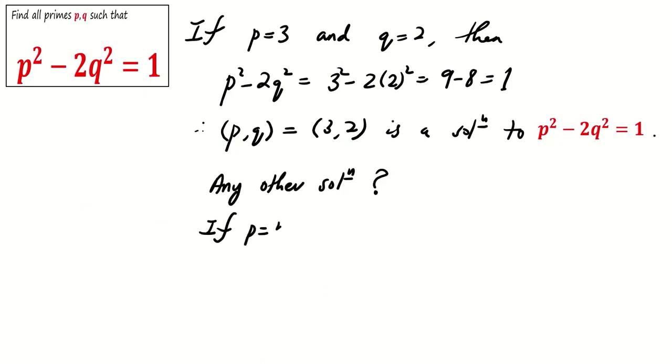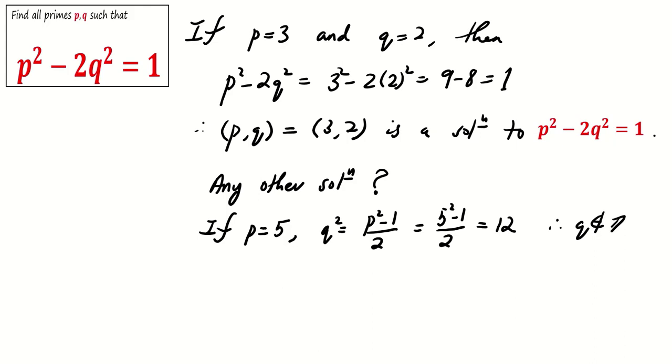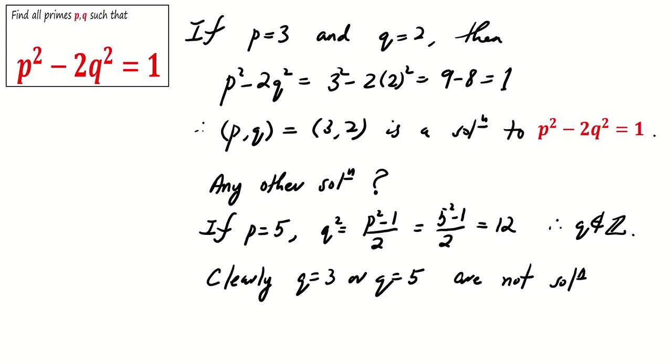If p equals 5, then from the condition, we know that q squared equals (p squared minus 1) over 2, which is 12. However, 12 is not a perfect square, meaning that in this case, q is not an integer. And clearly, q equals 3 or q equals 5 also cannot give us an integer solution for p, meaning that q equals 3 or 5 are not solutions either.